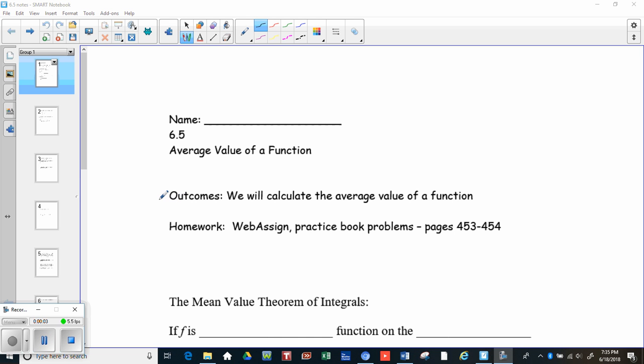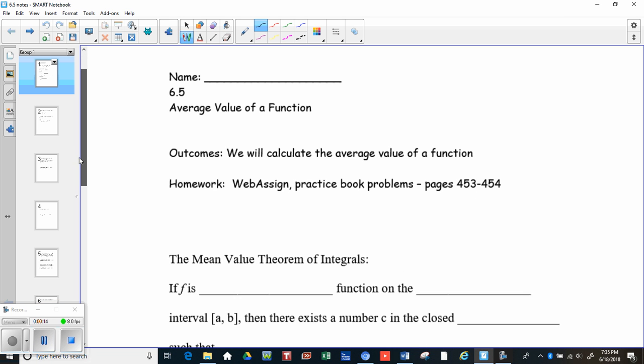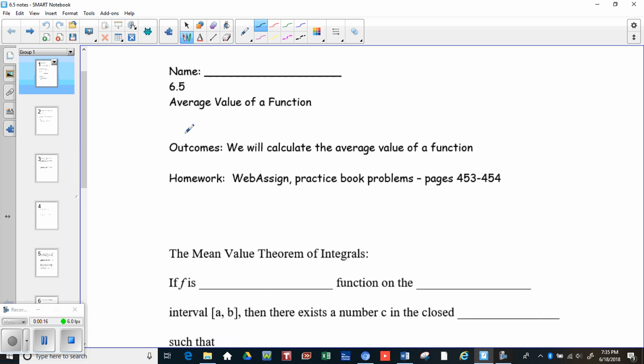Okay, this lesson is about 6.5, average value of a function. So let's start off by talking about the general idea of what that means. The average value, something which is an average. Typically you take something, you add up all the numbers, and then you divide by how many there are. Well, it doesn't really change. We're talking about the average value of a function.